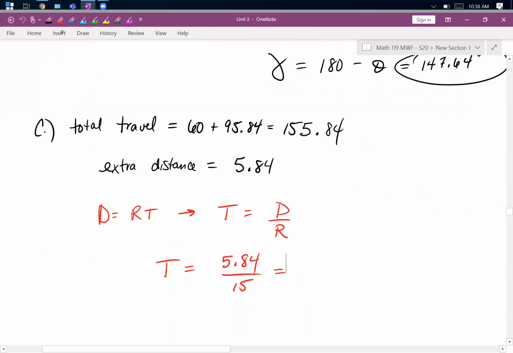So what do we get for the extra time? About 0.39, like hours longer or whatever. All right, so 0.39 hours. If we wanted to convert that to minutes, how could we do that?